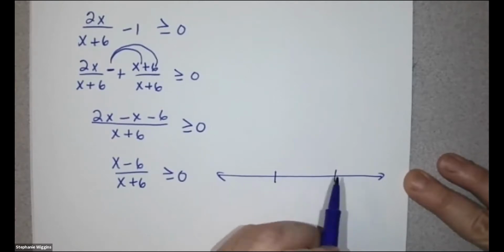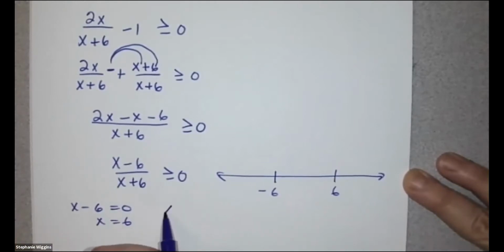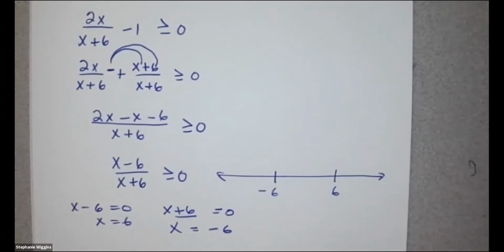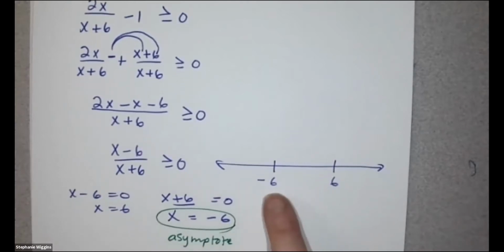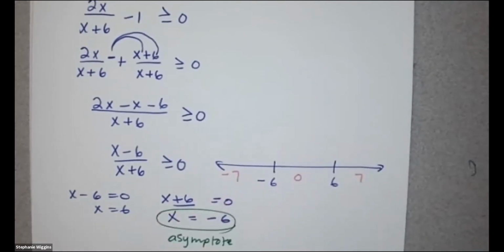And we plot -6 and 6, right? Because if x minus 6 is equal to 0, then x is equal to 6. And if x plus 6 equals 0, then x is minus 6. So this is the asymptote because it comes from the denominator. And we want to know, when is it greater than or equal to 0? So we're not going to include -6, but we will include 6 in our final answer. But first I got to pick test points. So 0, 7, minus 7.